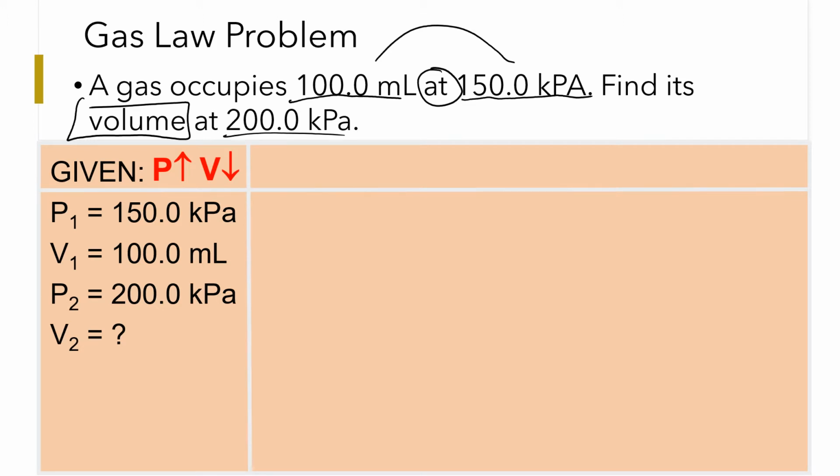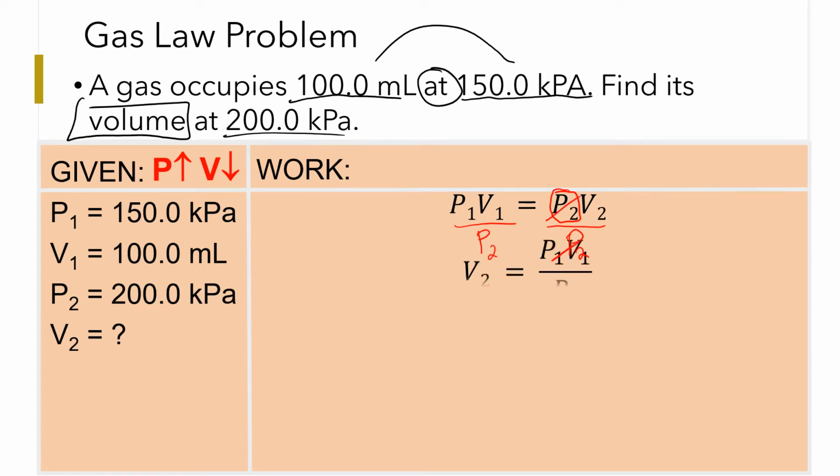Now, after I have my listed givens, I move on to the equation. So I always write my formula first, P1V1 equals P2V2. Now I find the variable that I'm looking for and I try to isolate it. So V2 is paired up with P2. I don't want this P2 here, so I'm going to divide P2 on both sides, and that gets rid of P2. So I rearrange it so it looks nicer: V2 equals P1V1 over P2.